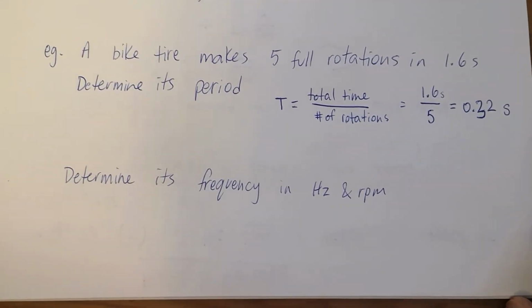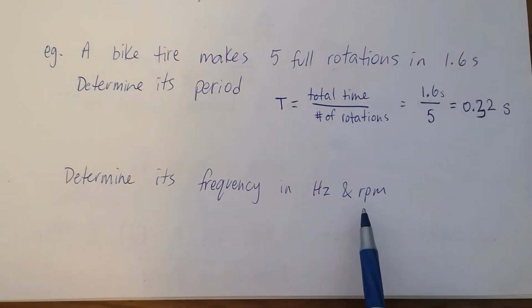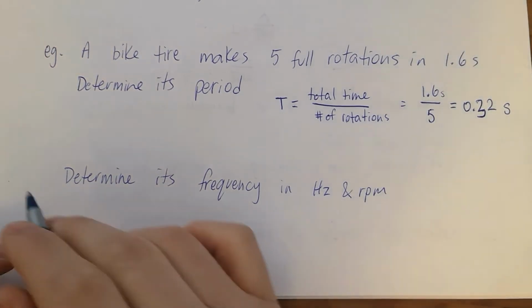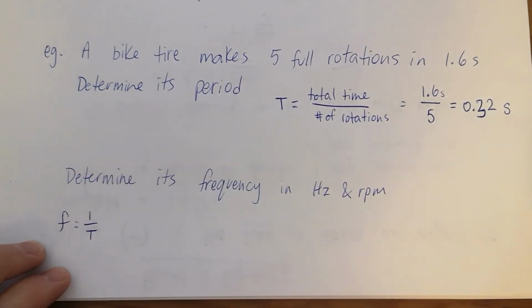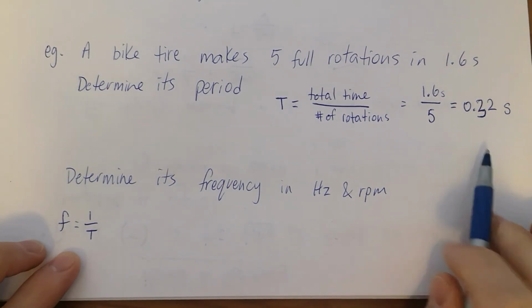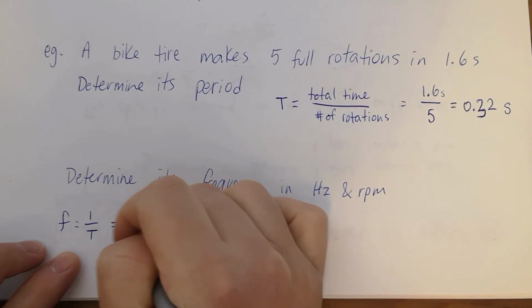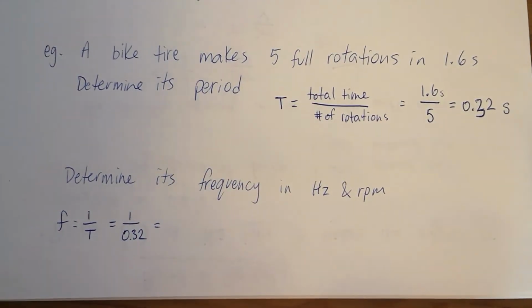Check it out. If I slide the paper up, I got another question here. We're going to determine its frequency in hertz and RPM. You've probably heard of RPM. It's rotations per minute. Hertz may be new to you, but that's rotations per second. Check this out. I'm going to use this formula, frequency being 1 over period, because I have the period over here. If I do 1 over 0.32, that's seconds.